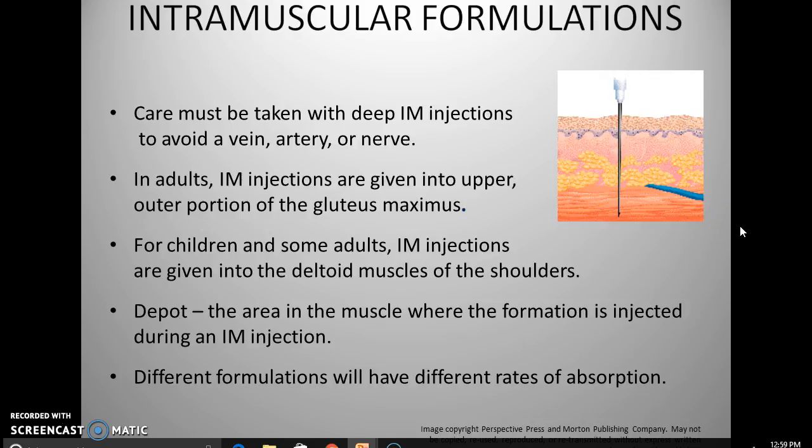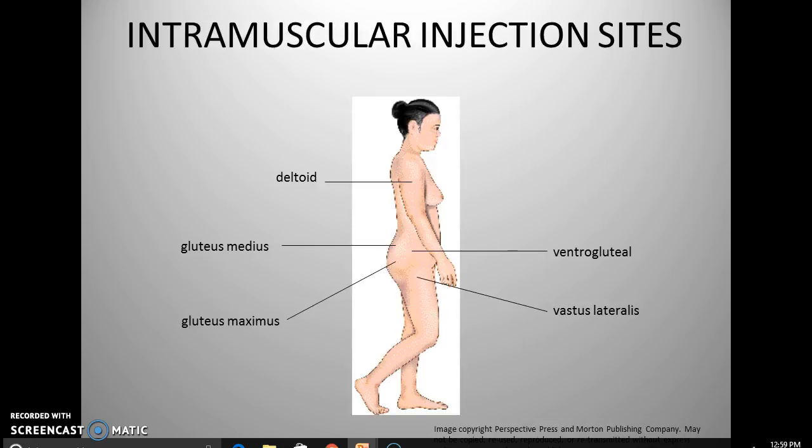Different formulations, of course, will have different routes of absorption. Okay, so where can you have intramuscular injection? Here, deltoids. Again, adults use the gluteus maximus, gluteus medius, the ventrogluteal, and vastus lateralis.